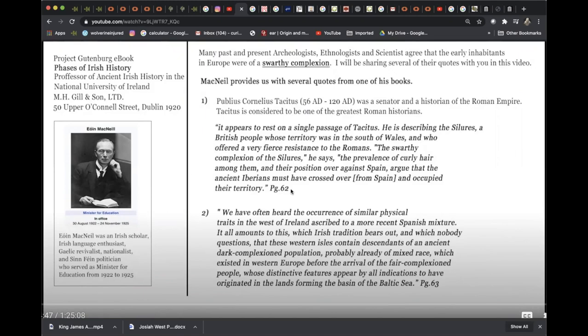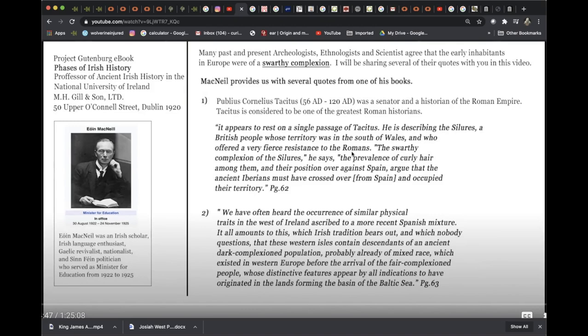So in this book, on page 62, it says, it appears to rest on a single passage of Tacitus. He is describing the Silures. Remember, the Silures are a dark complexion people with wavy hair, a British people whose territory was in the south of Wales and who offered a very fierce resistance to the Romans.